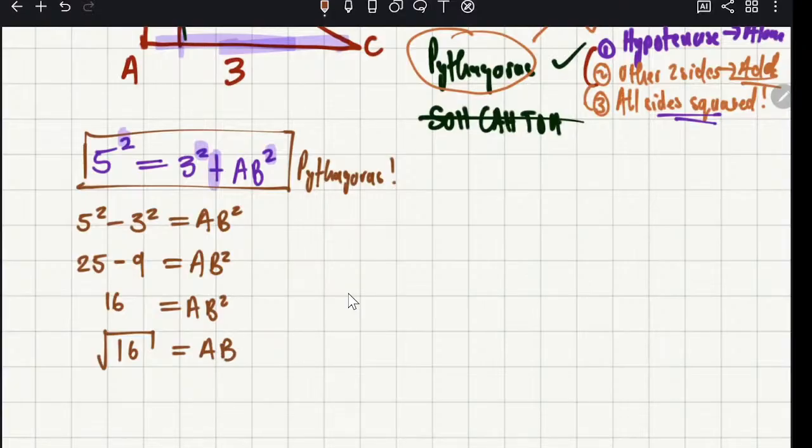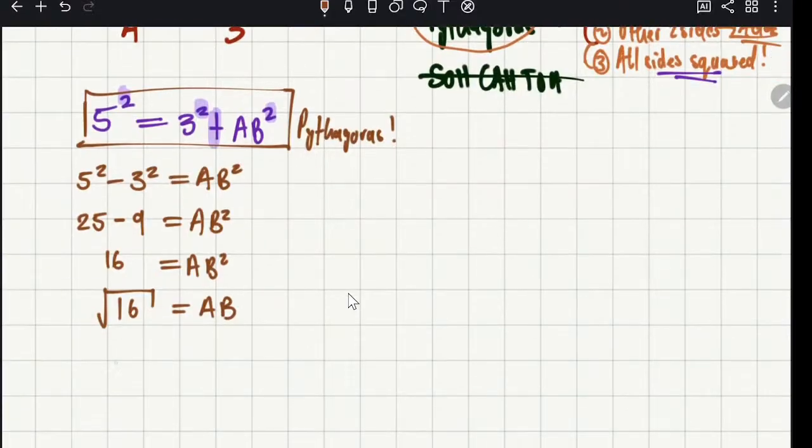Now AB is alone. Square root of 16 is 4. 4 is AB. The reason we didn't put plus or minus is we are dealing with lengths, so they can only be plus. So our answer is 4. So if it was centimeters, 4 centimeters is your AB. If it was meters, 4 meters is your AB.